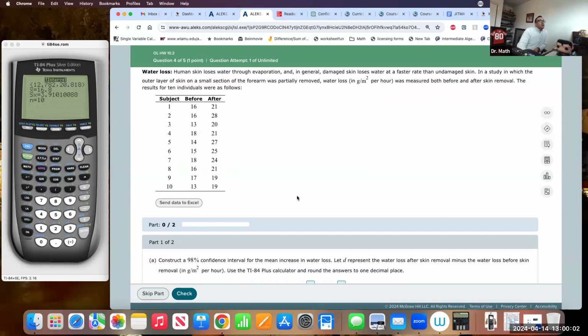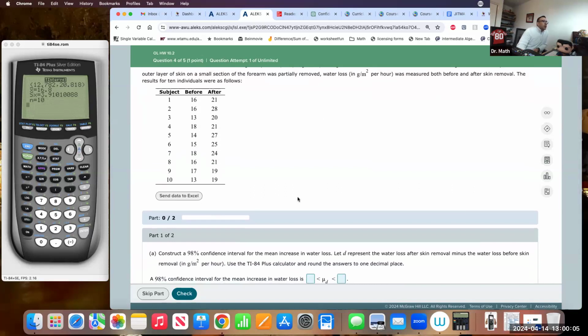All right, so press pause and I want you to try this here. You're going to go ahead, press pause, and do the same exact thing that we just did, right? And they're telling us here that it's the water loss after skin removal minus water loss before skin removal. So try it. So this is L1, L2, but in L3, you're going to go ahead and put L2 minus L1. All right. So watch that first example again if you need to. Press pause here because I'm going to go ahead and reveal the answer. And we want to construct a 98% confidence interval here.